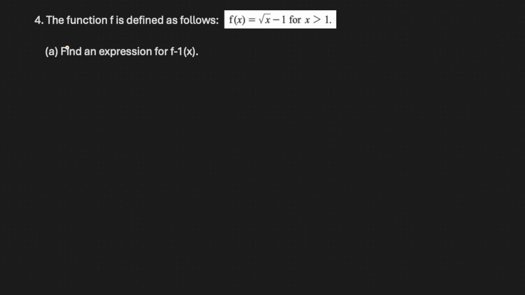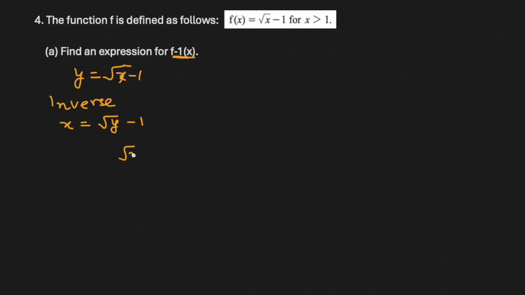Question 4. The function f is defined as follows. Find the expression for the inverse of f(x). Alright, inverse of f(x). So let's rephrase it: y is equal to square root x minus 1. Okay, this is our function. Now to find the inverse, we exchange the places of y and x. That means y becomes x and x becomes y. Now I need to isolate this y to get the inverse function.